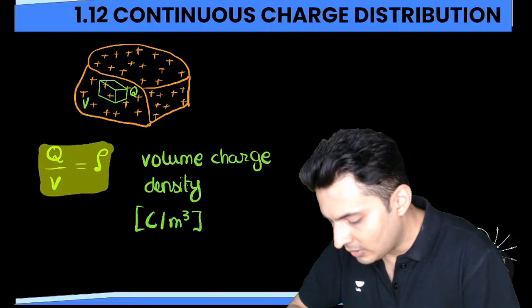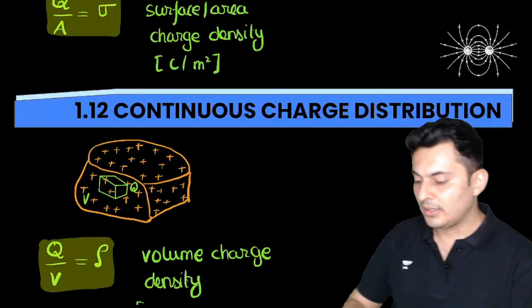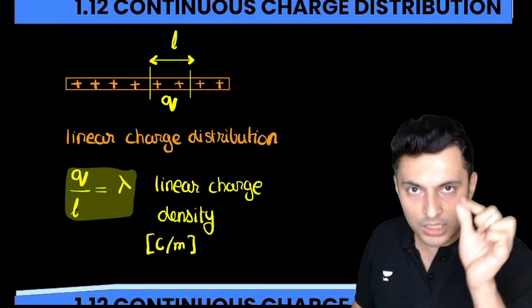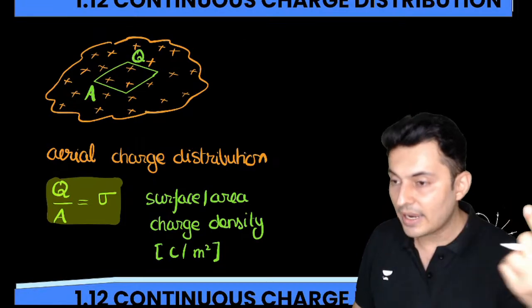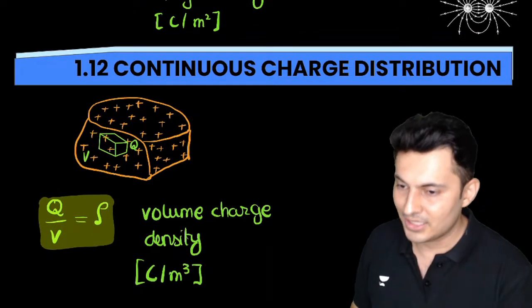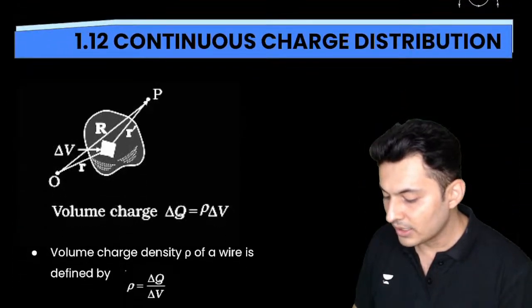Sigma also done, rho also done, and lambda is also done. Lambda was charge per unit length. Sigma is charge per unit area. Rho is charge per unit volume. Awesome. So that's what is there over here as well, even in your books.